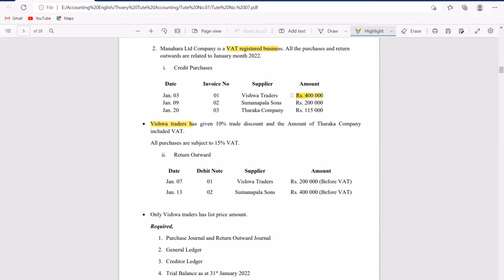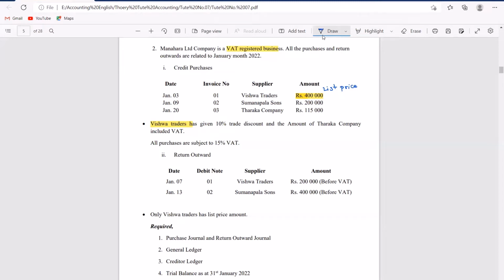The total amount should be the list price, right? Write down here, list price. This is list price.